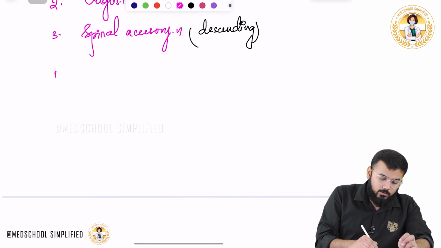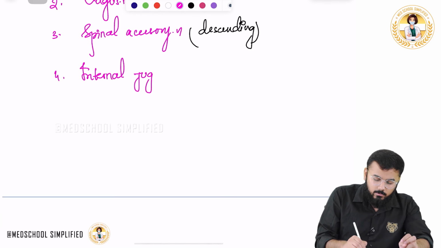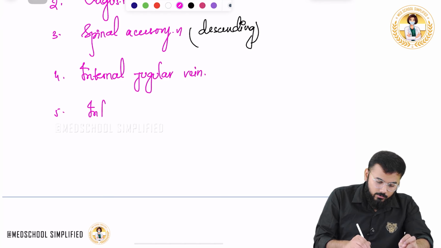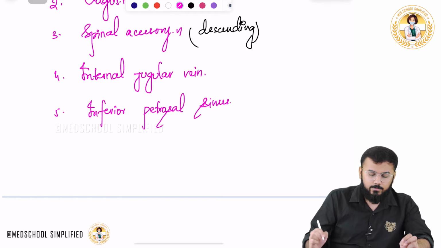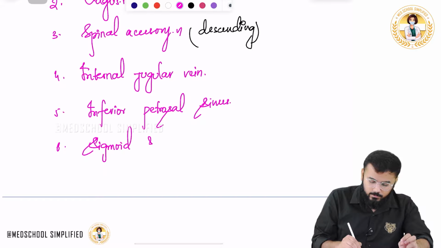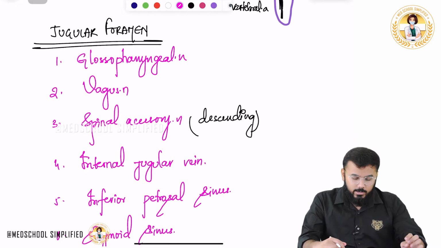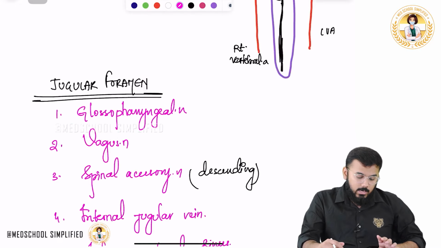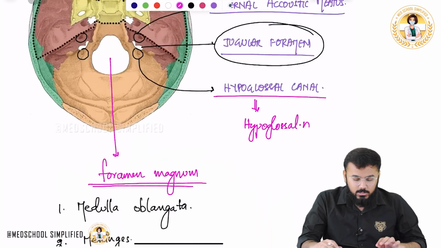Next, the fourth important thing is your internal jugular vein. The fifth is your inferior petrosal sinus. And the sixth is your sigmoid sinus. So these are the six important things which you need to know. These are some of the important foramina you can see within the cranial cavity, and the structures passing through them.